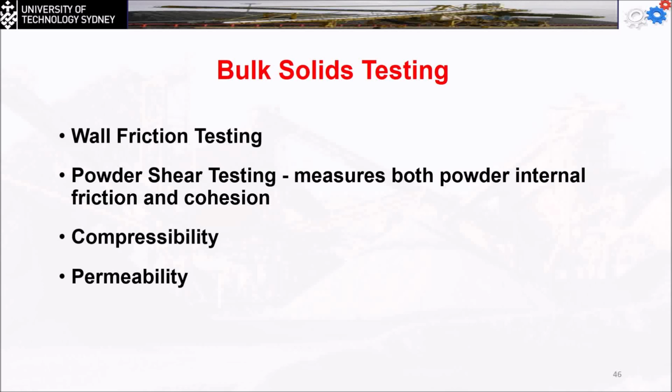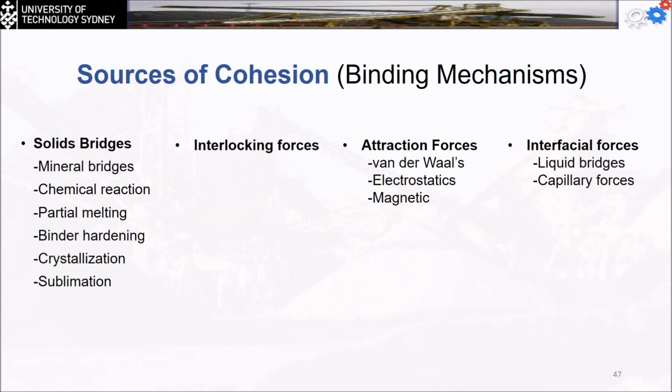So the source of the cohesion in the material, which is the binding of the material, where we're going to build up on each other, are the solid bridges, the interlocking forces, the attraction forces, and the interfacial forces. Now, of course, you know what the interlocking force is. If it's going to be a regular shape of the material, it may hold each other and stop itself from collapsing. For the solid bridges, we're going to have the mineral bridges.